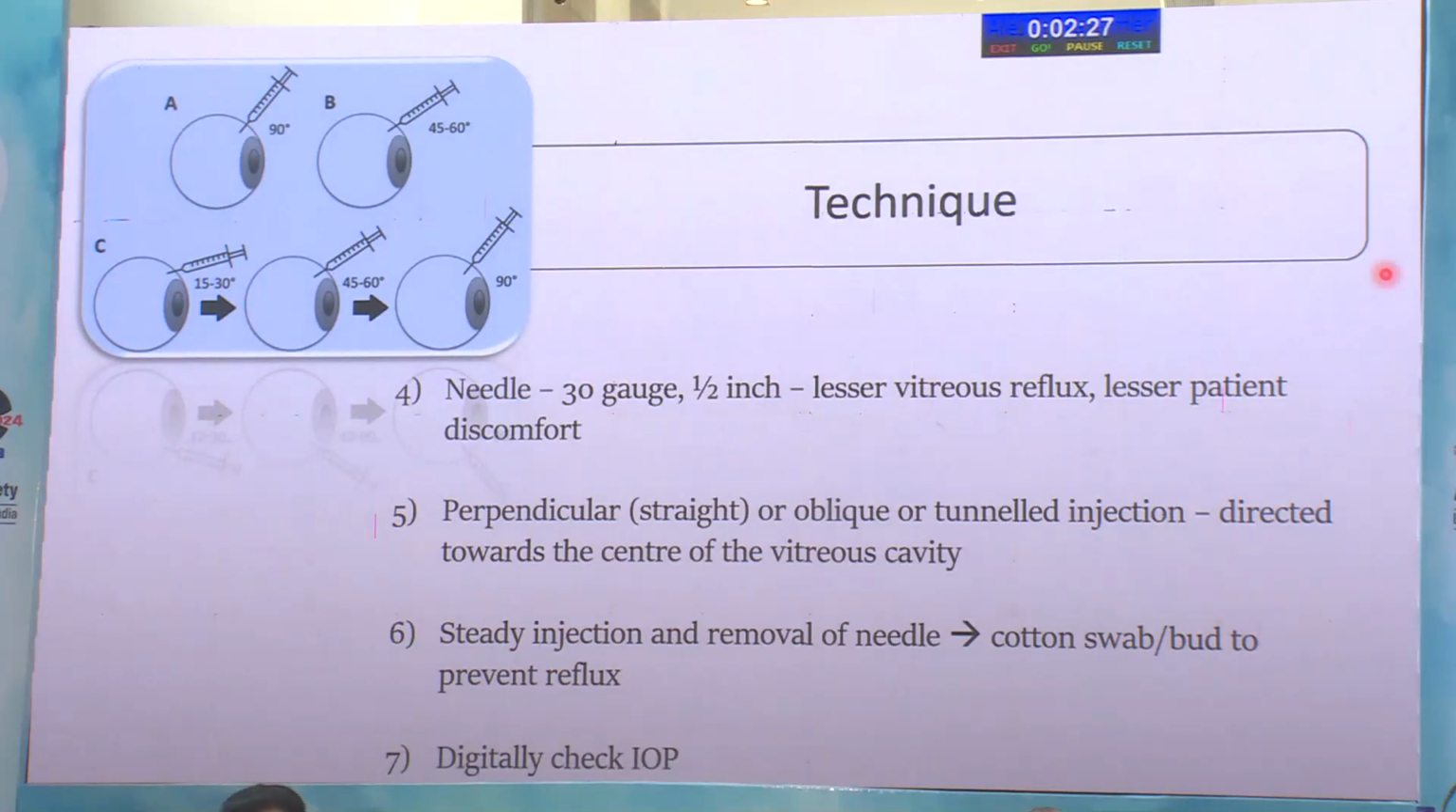Injection should be perpendicular, straight, preferably done that way by most VR surgeons because of patient discomfort and the ease of insertion. But you can also opt for an oblique or a tunneled injection like you would do in other intravitreal injections, but all of them should be directed towards the center of the vitreous cavity. A steady injection and steady removal of the needle, followed by application of a cotton bud to prevent reflux.